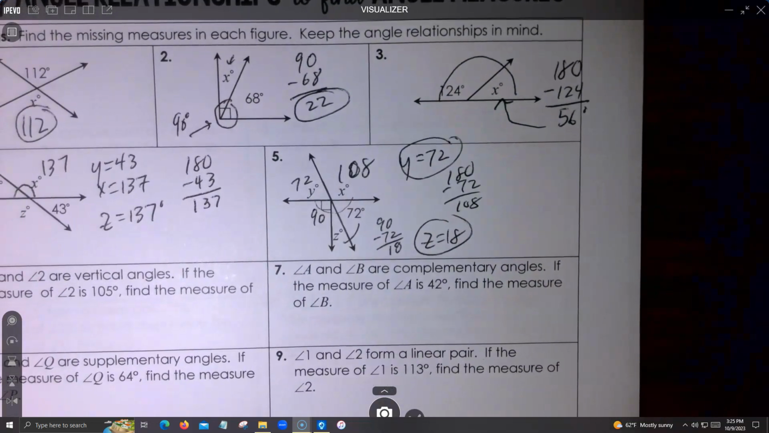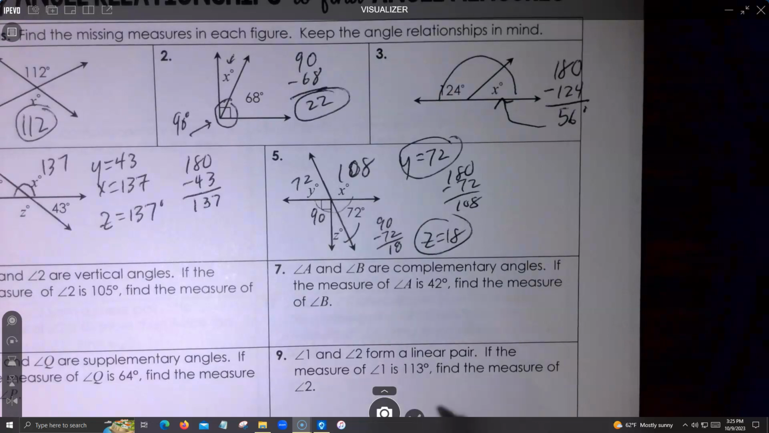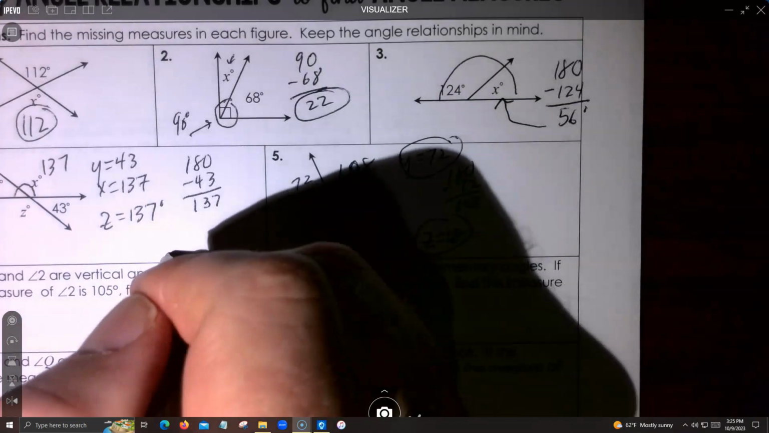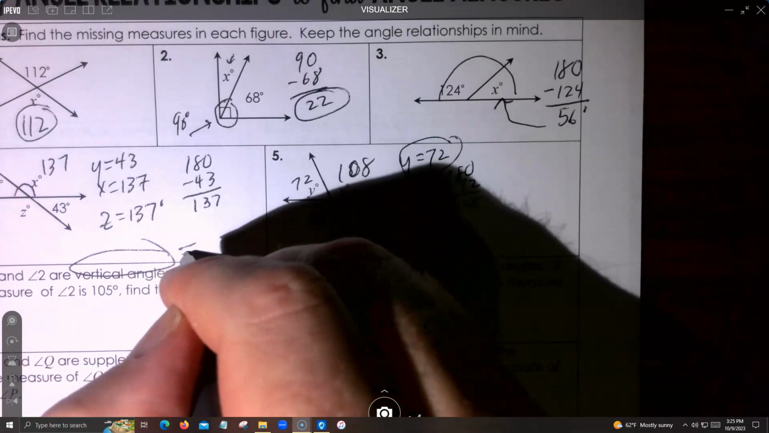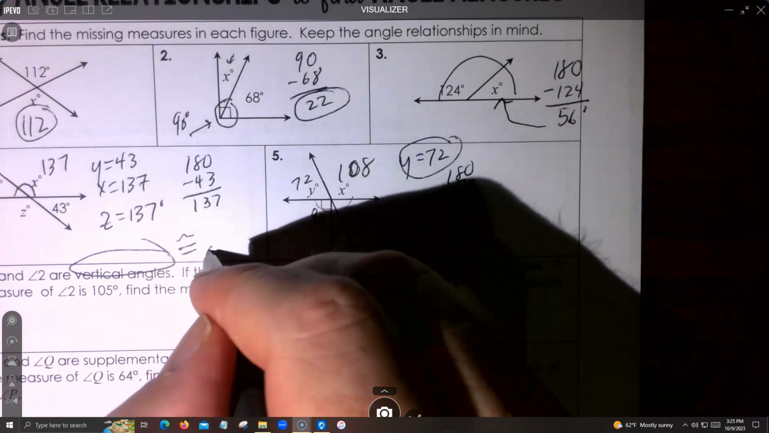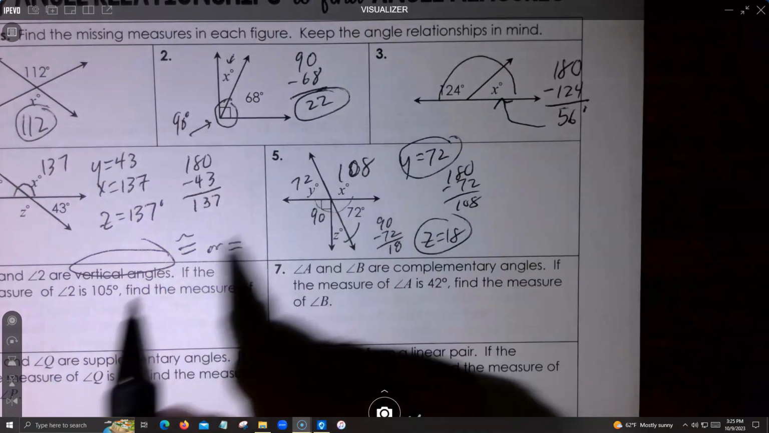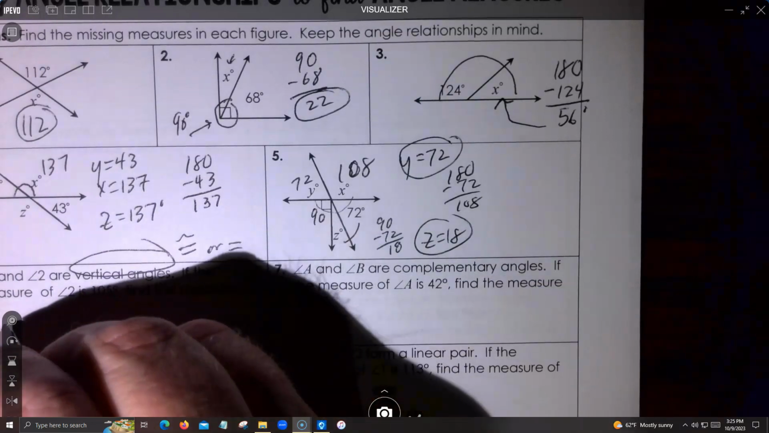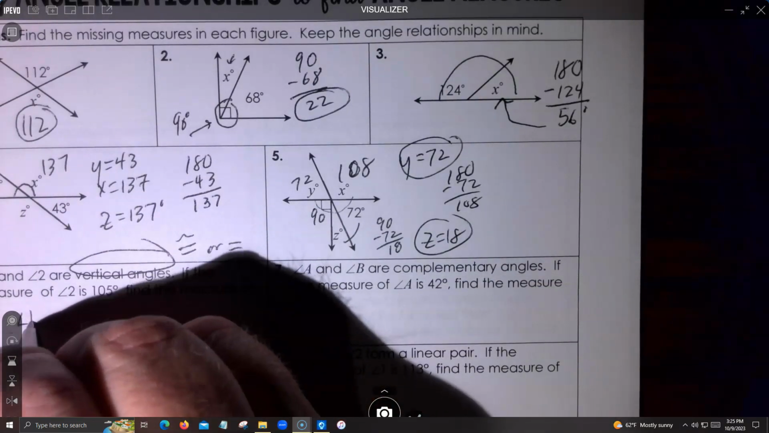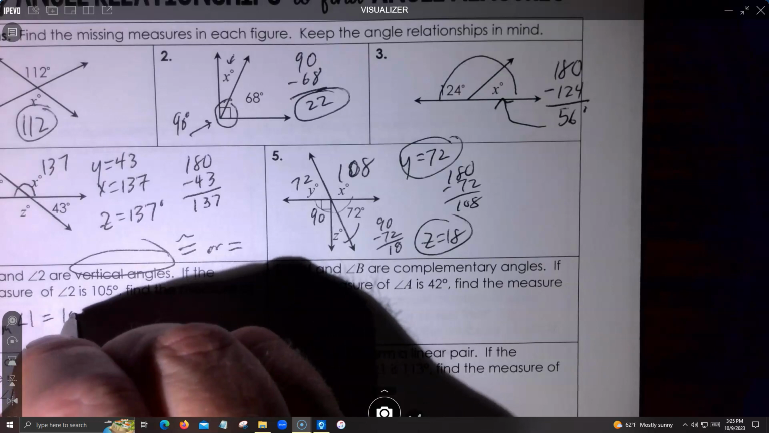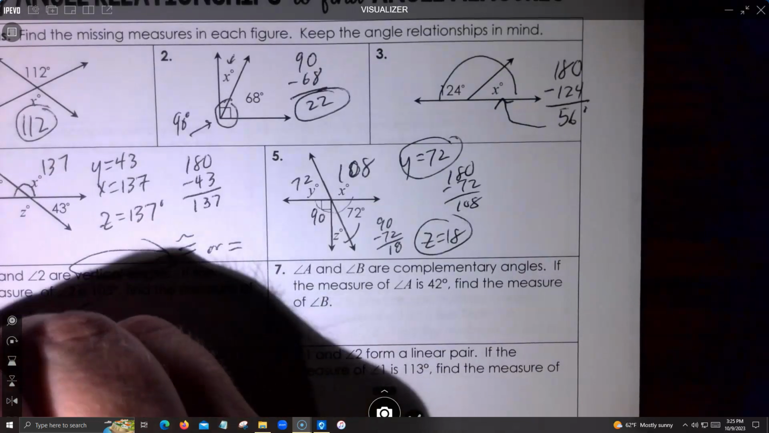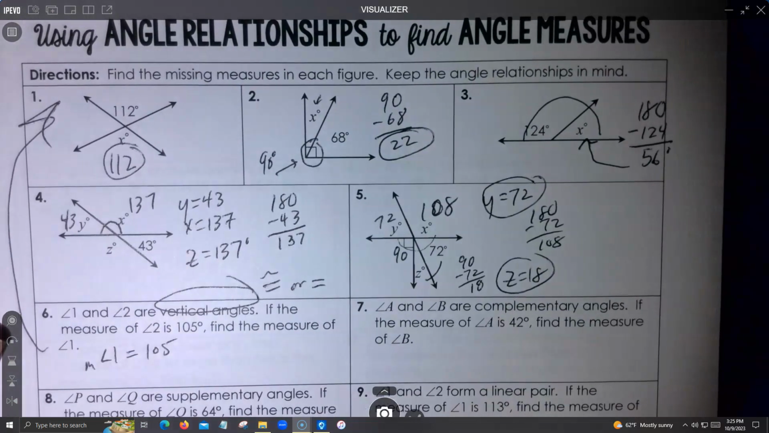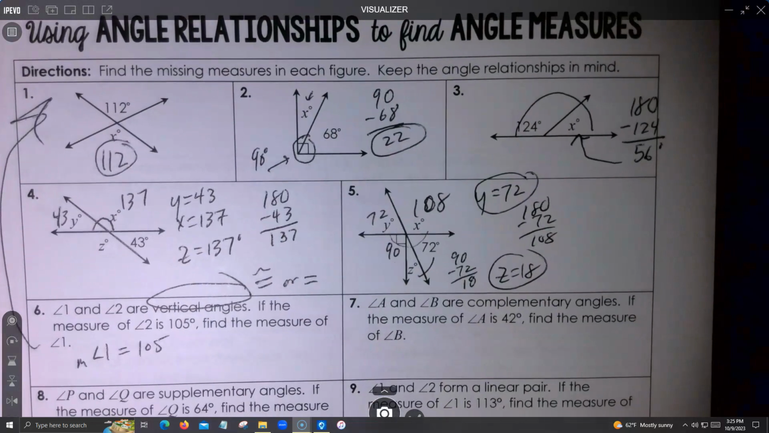Number 6. Angles 1 and 2 are vertical angles. If the measure of 2 is 105, find the measure of angle 1. Again, vertical angles means they're equal or congruent. So if angle 2 is 105, then angle 1 is also 105. It's the same instance as number 1 here. Same idea, just different numbers.